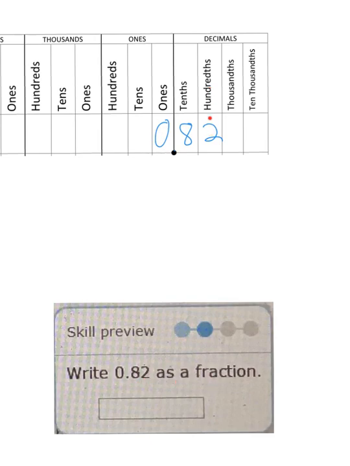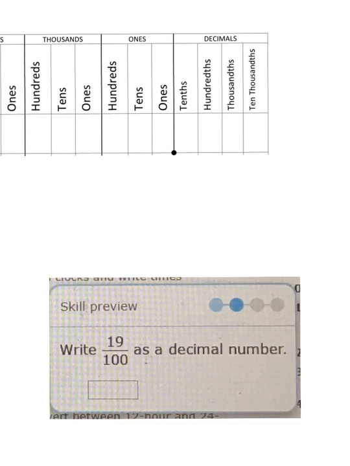We see that it's hundredths, so it's going to be over 100. So 82 hundredths. Really, there's that connection in the language, but if you're struggling with that, look at the visual. It ends in the hundredths column, so we say 82 hundredths, so we write 82 hundredths, 82 out of 100, or 82 over 100. Now going from a fraction to a decimal, write 19 hundredths as decimal number.